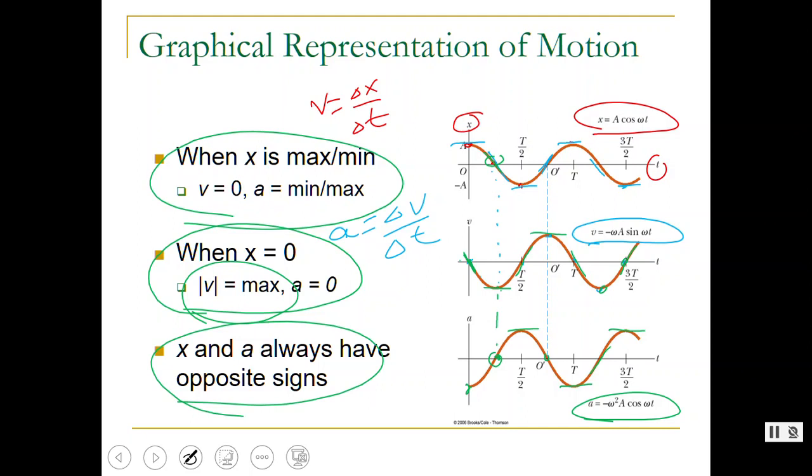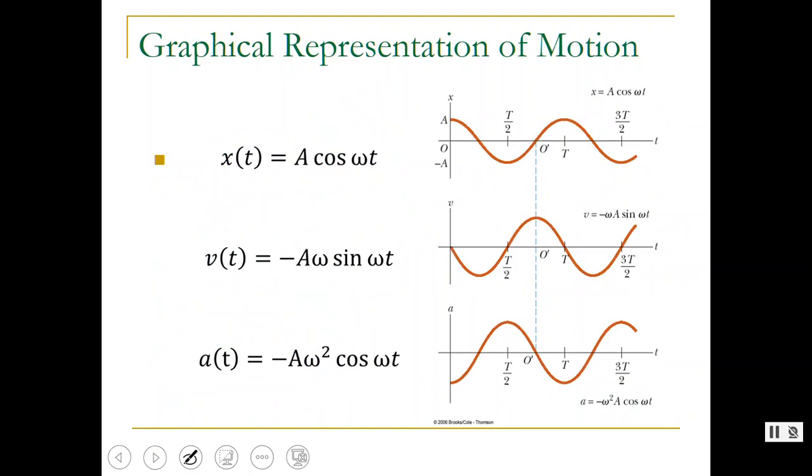Now, you can also look at these functions and recognize that the amplitudes of these graphs are a little different, so the maximum values for each of these are slightly different. I think I have this on the next slide. There they are. Your x max, your maximum displacement, has a magnitude of A. Your maximum velocity has a magnitude of A omega. And your maximum acceleration has a magnitude of A omega squared.